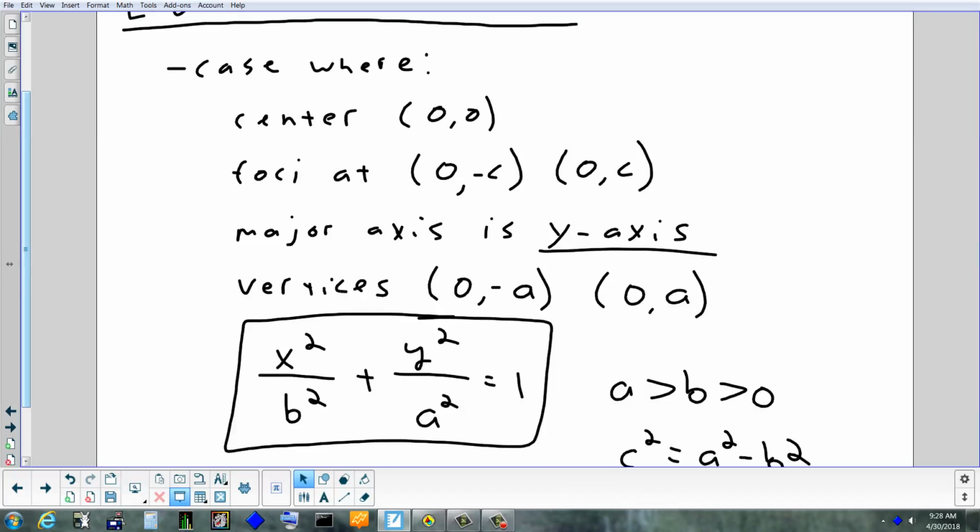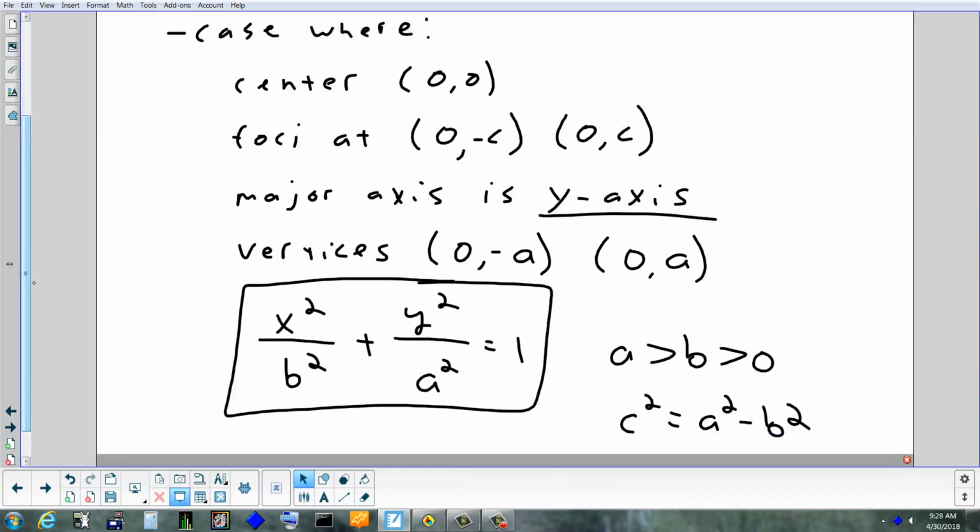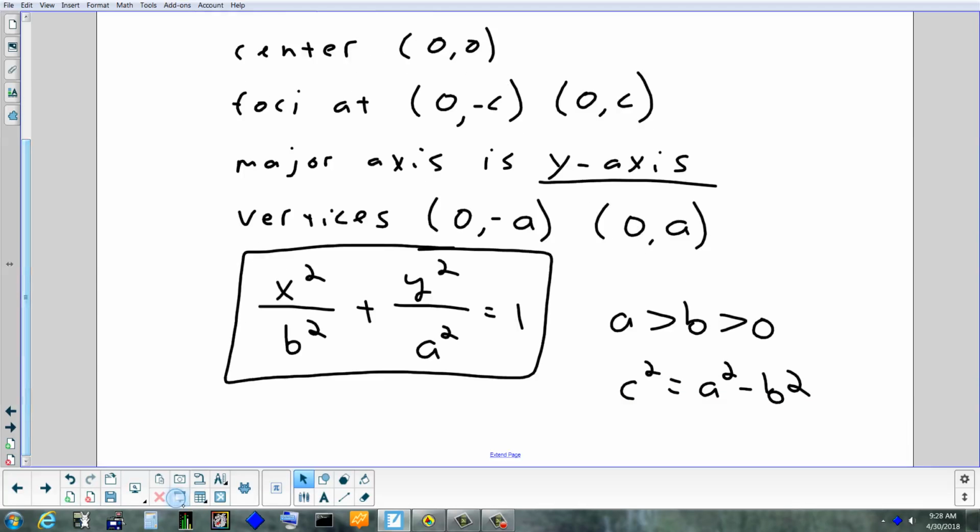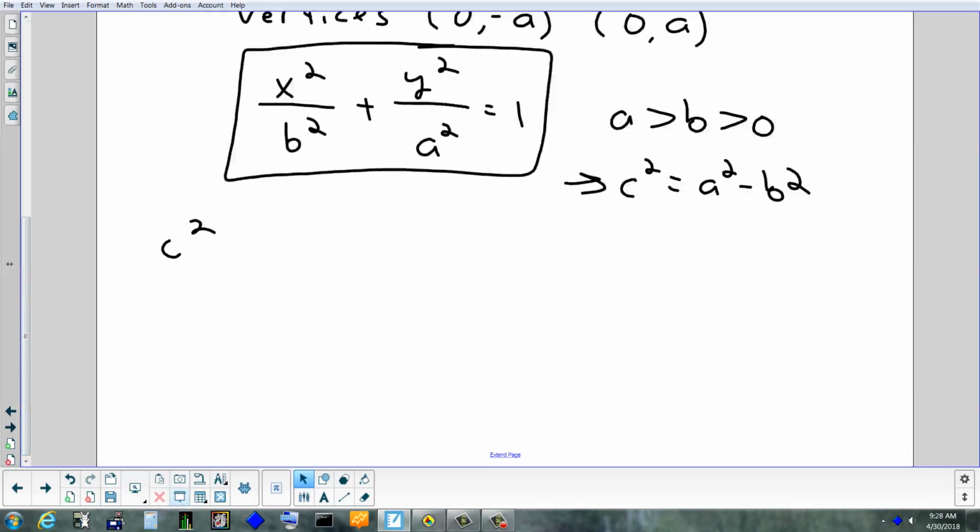Same inequality. A is always bigger than B, which is bigger than 0. And same equation that relates A, B, and C. Now, if you look, even in the packet I gave you, or maybe online, you might not see this equation written this way. You might see something like this.